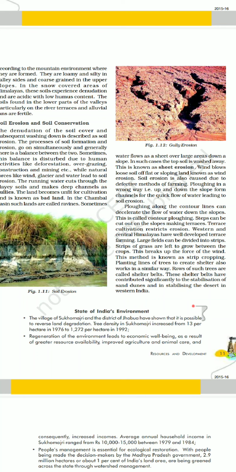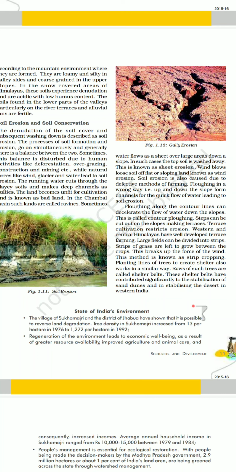Next is terrace cultivation. Terrace cultivation restricts erosion. This type of agricultural practice is done in western and central Himalayas. And the third point is when a large field is divided into strips and strips of grass are left to grow between the crops, then this breaks up the force of the wind. This method is known as strip cropping.